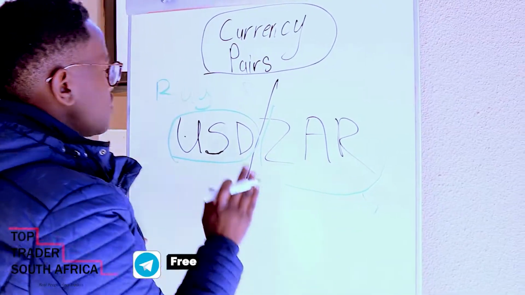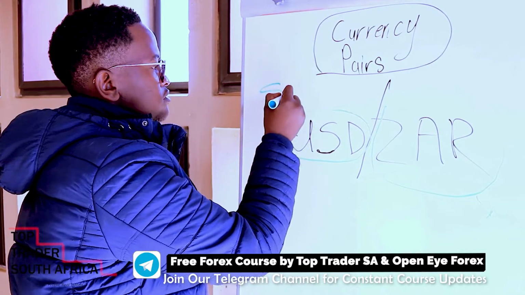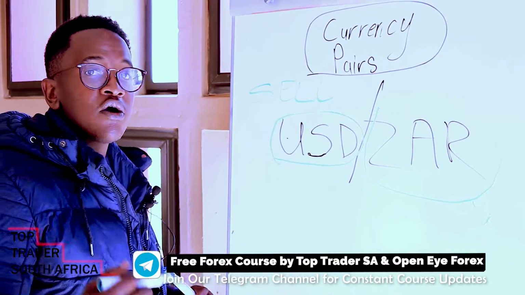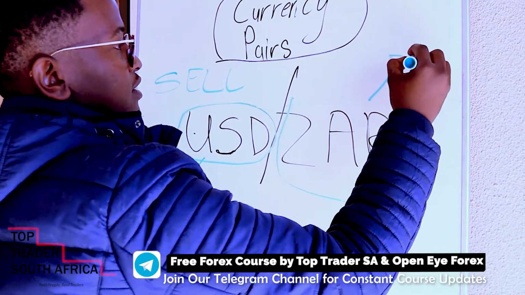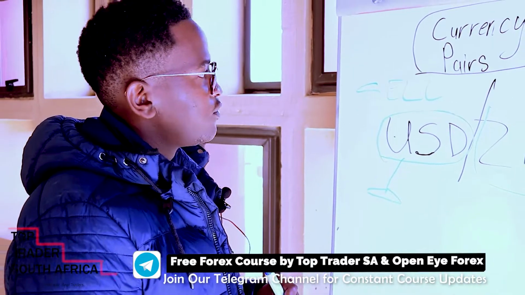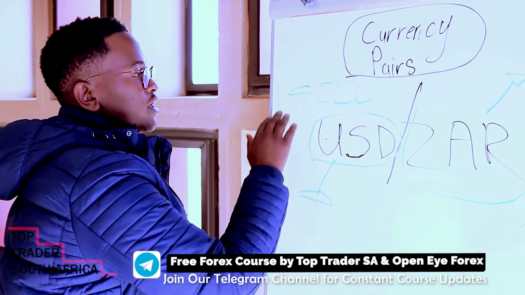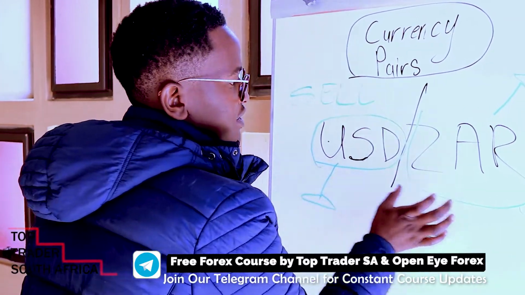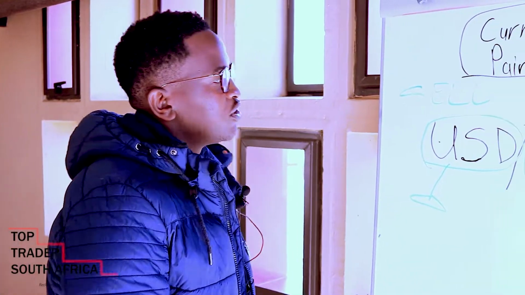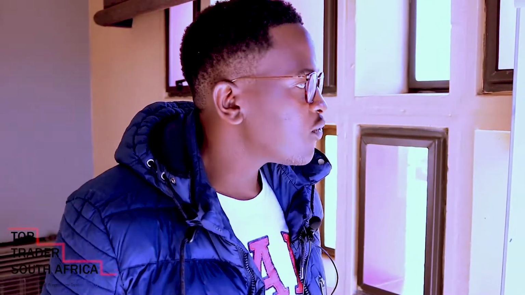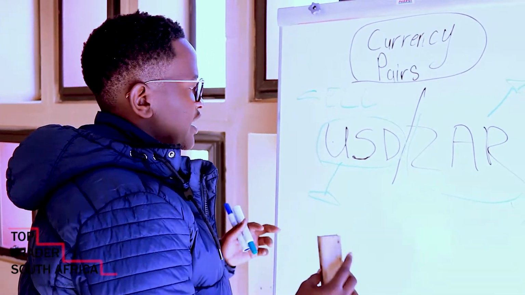But when we perform a sell, what we are actually doing is selling the dollar and buying the rand. So when we sell a pair, we are selling the base and buying the quote. And when we are buying a pair, we are buying the base and selling the quote. Did I repeat myself? I hope I said the right thing. These are currency pairs, and because we have pairs, we are able to set a buy or a sell at any time.